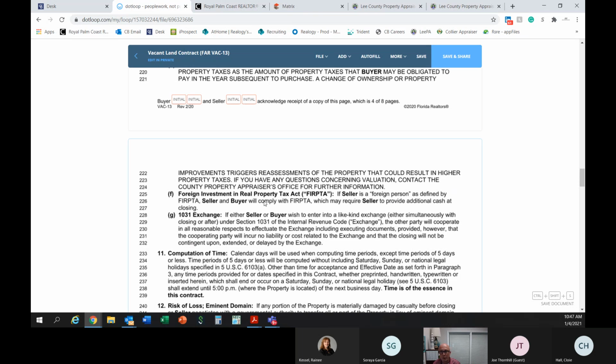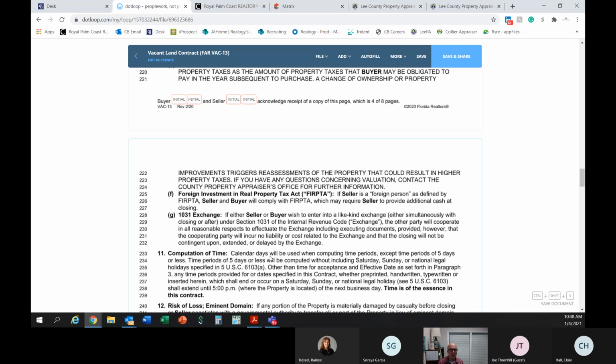Foreign Investment in Real Property Tax Act, FIRPTA. We have plenty of properties that this will fall in here. You know, lots of German investors, German influence in our area, some Canadian. So FIRPTA is very much applicable in our area. If seller is a foreign person as defined by FIRPTA, seller and buyer will comply with FIRPTA, which may require seller to provide additional cash at closing.